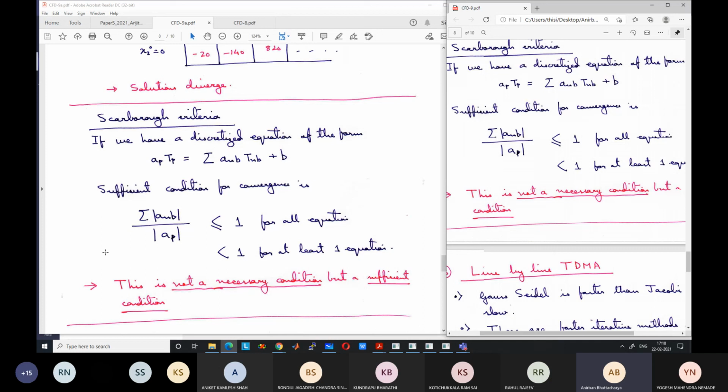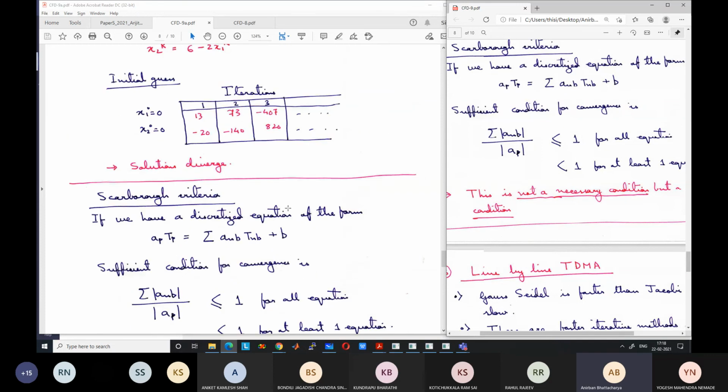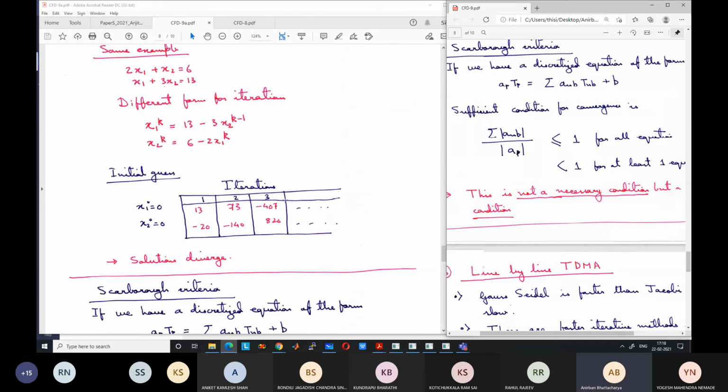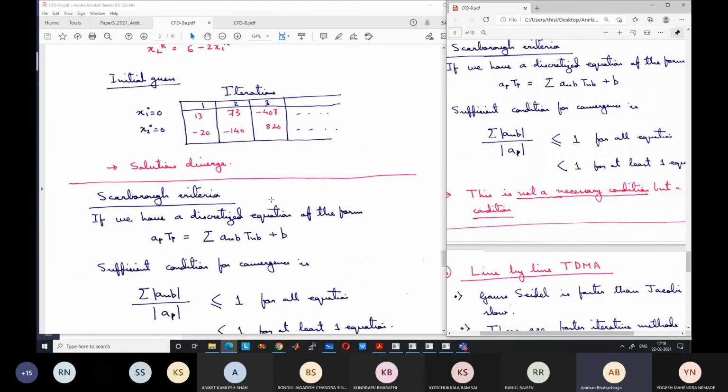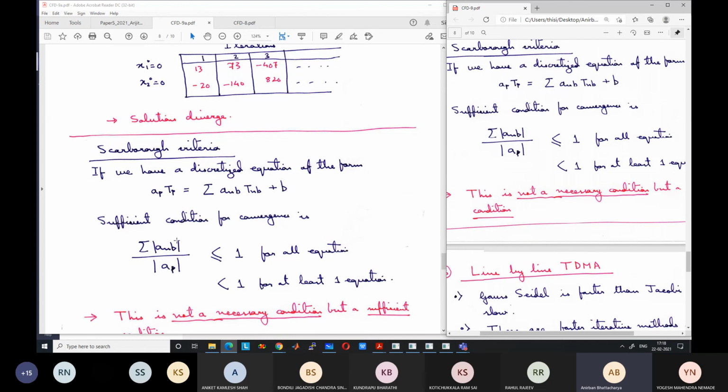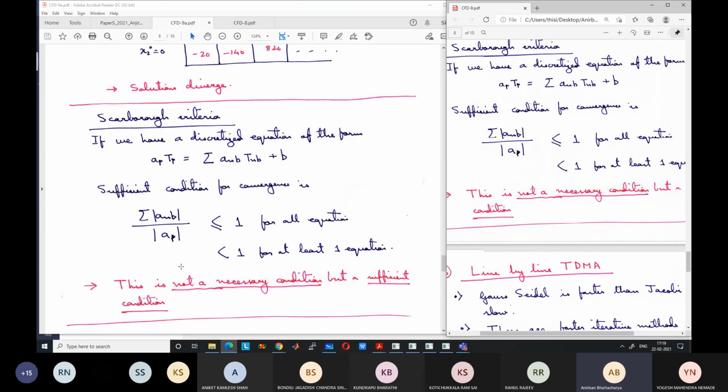If this is satisfied, we will not go into the treatment of how this has been derived, but we will just note that we will obtain a correct solution. Our solution will not diverge. Our solution is going to converge. If this criteria is satisfied, whatever our initial guess value is, our solution is going to converge. It may take more time to converge depending on the initial guess value, but our solution is going to converge. This is known as the Scarborough criteria.